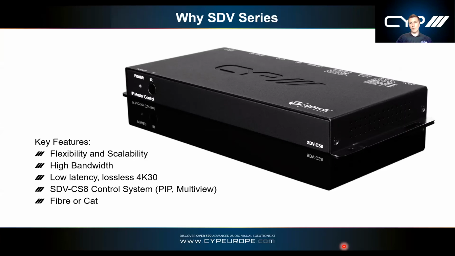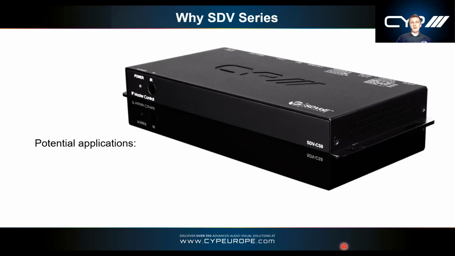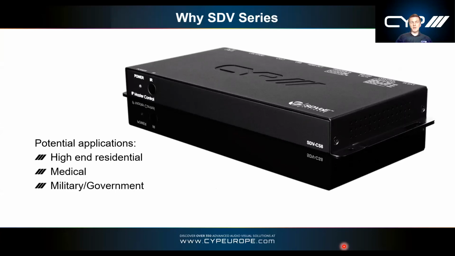The options of fiber or CAT, again offering different price points and different transmission distances, and that can then be beneficial for, as we'll look at here, potential applications. So you might use these in high-end installs where you need that highest image quality. Medical do tend to find these useful with the low latency and the fiber as well. And for similar reasons, military and government: if an installation has to use fiber because they're not allowed to use copper, then you've got the fiber option there, which can be very useful.